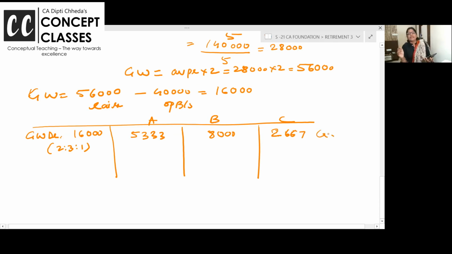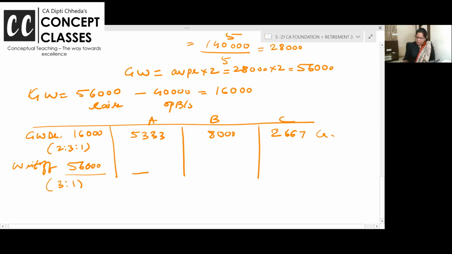Goodwill account debit. Anyone in the class is having doubt? 40,000 write off in 2:3:1 and then raise the goodwill in 2:3:1. So I have directly raised 16,000 goodwill and write off full goodwill, now 56,000. Write off the whole goodwill in the new ratio 3:1.